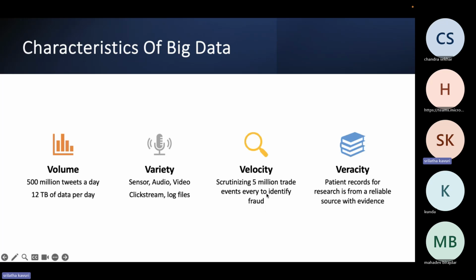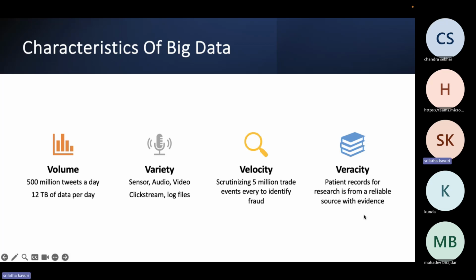But if you see the velocity, why? Because trading happens in the peak hours, in a specific 1 hour or 2 hours, sometimes within 15 minutes. Most of the trading happens at the peak hours. That means you will have a huge amount of data generated at a given time window, basically. So that is with respect to velocity.